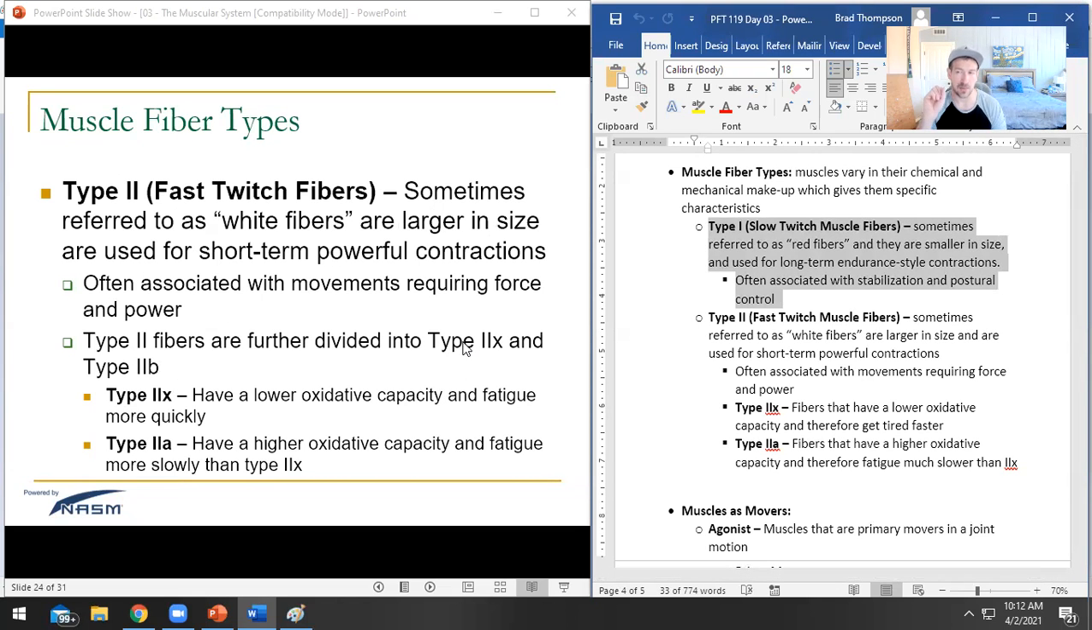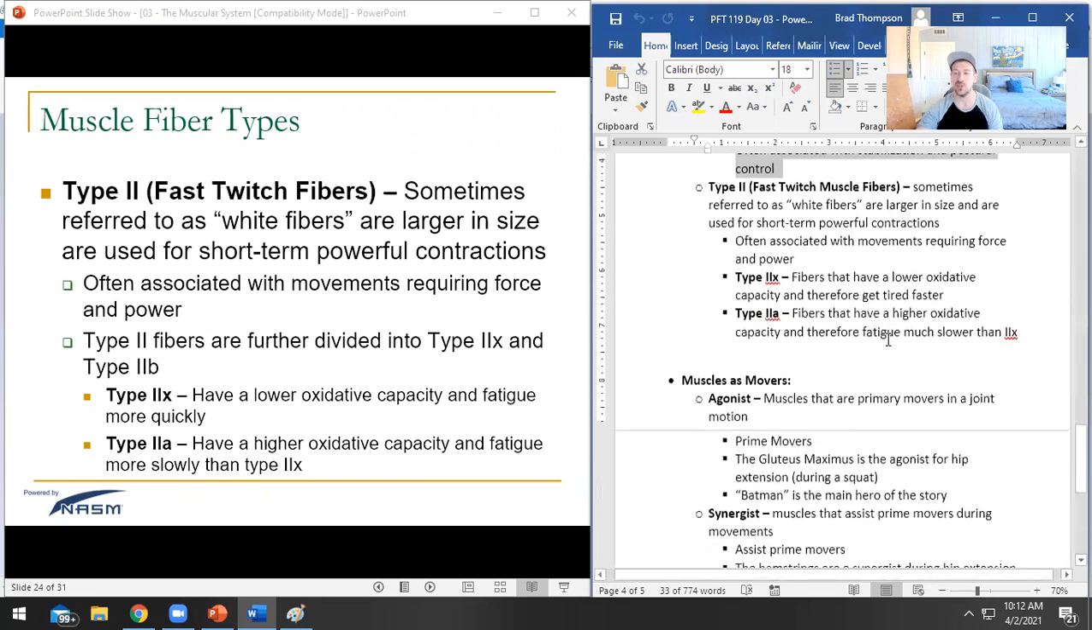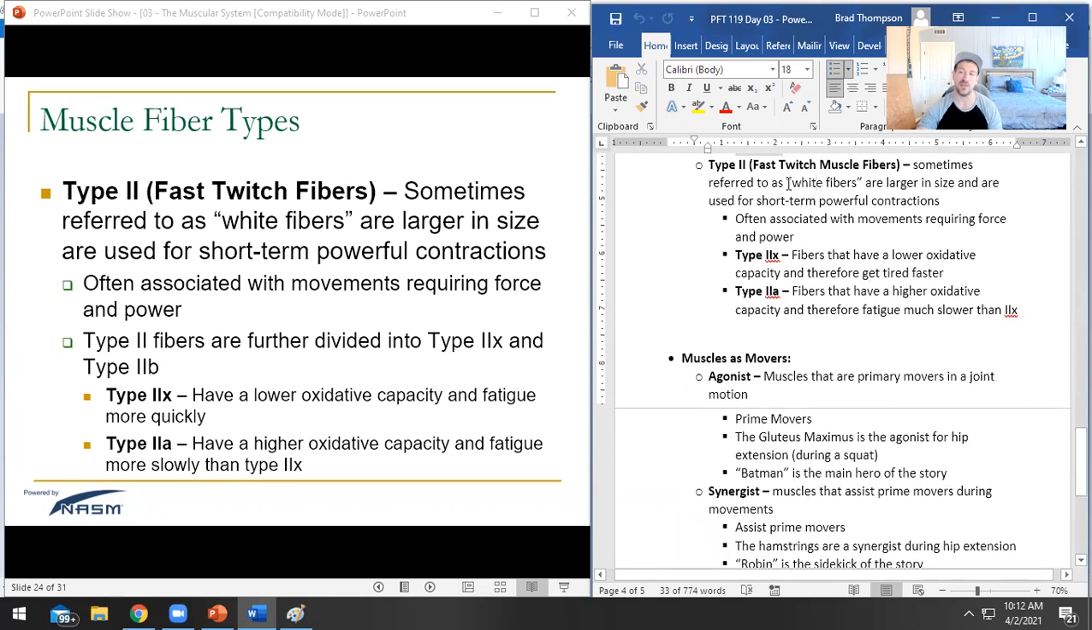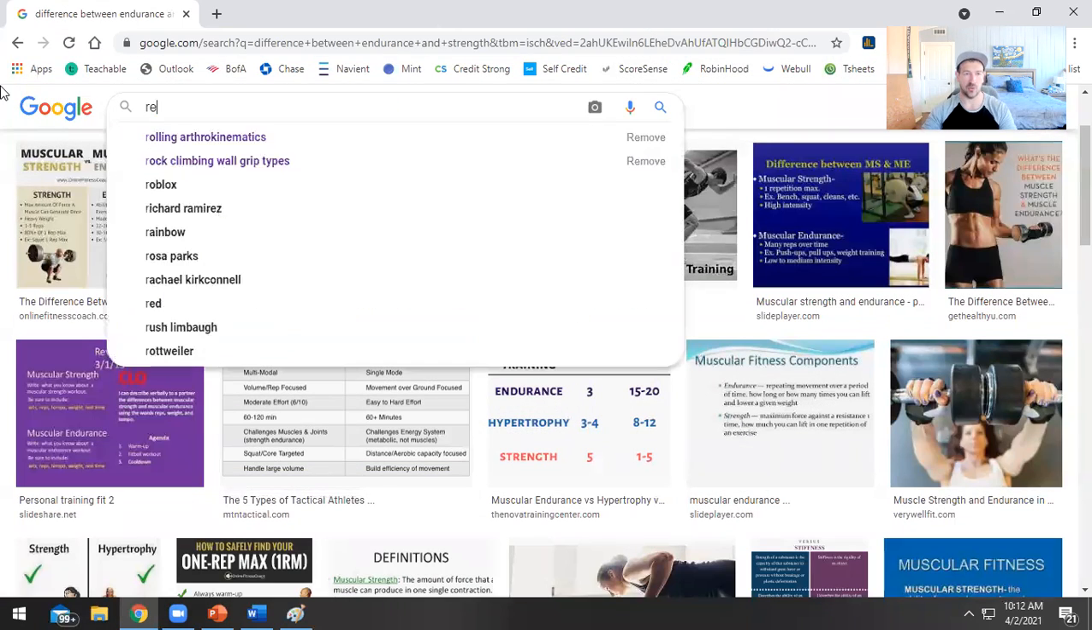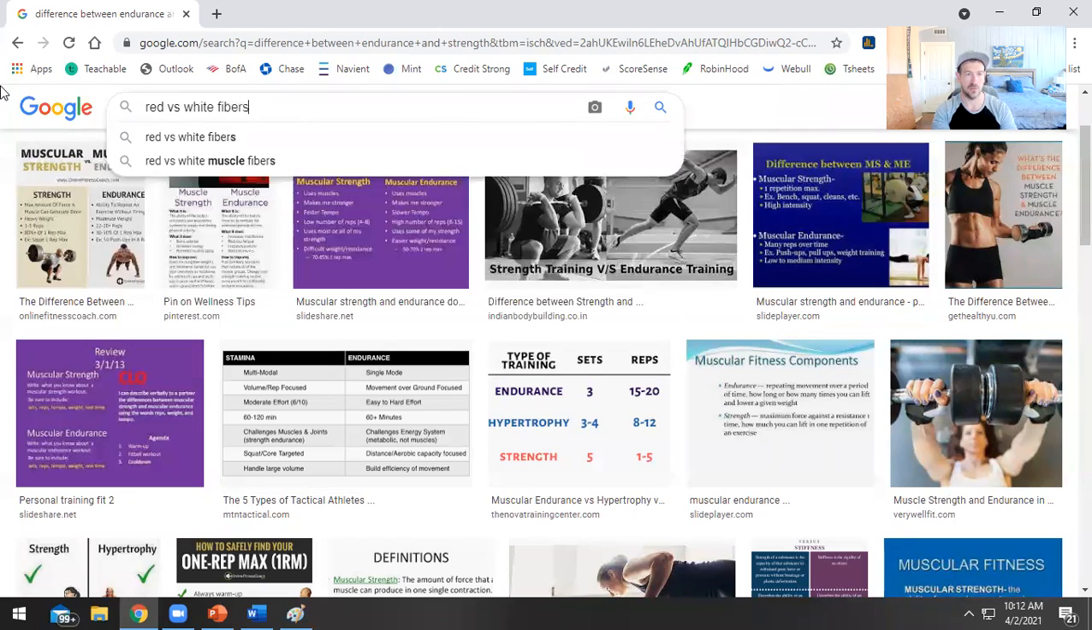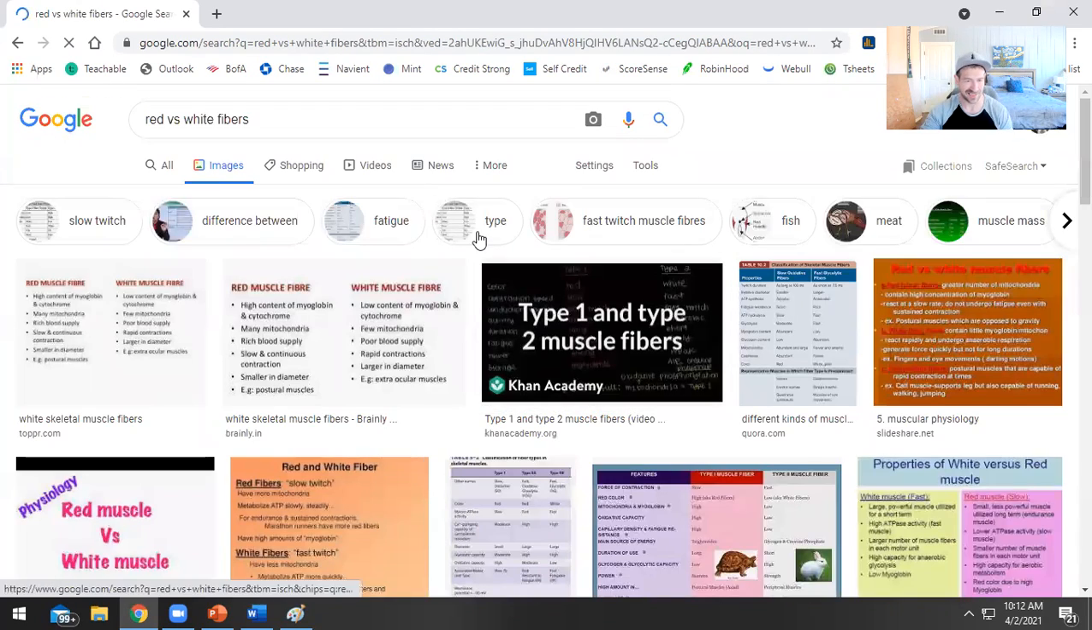And then we've got our type 2 fibers, which are definitely what we're thinking of when we think of big, strong lifts, right? So your type 2 fibers are your fast twitch muscle fibers. These are sometimes referred to as white fibers because they are much larger in size, but they don't have as much blood flow. So you'll see red versus white fibers. Red versus white wine. Yeah, that's what we're looking for.